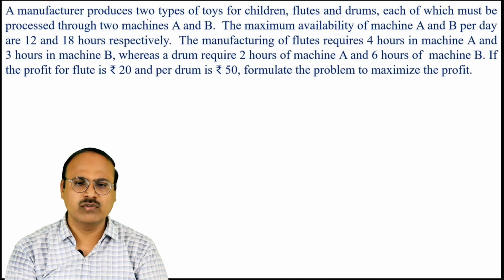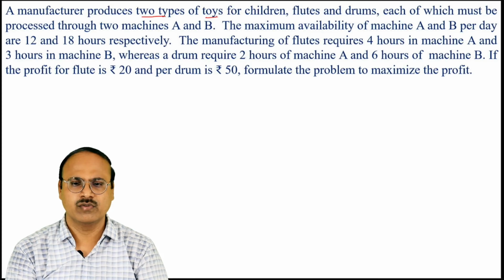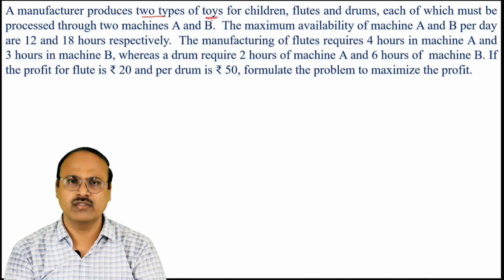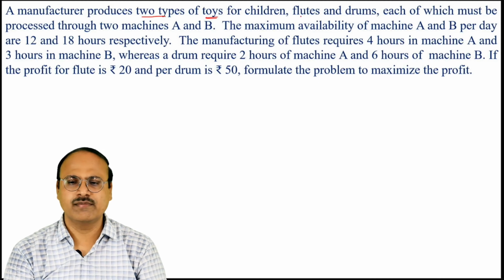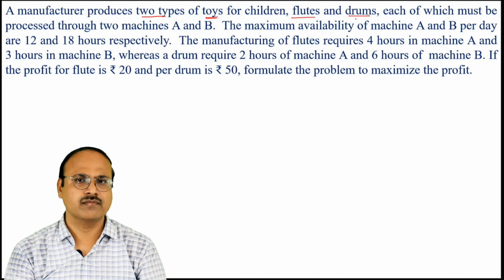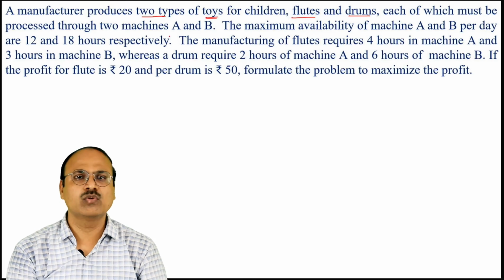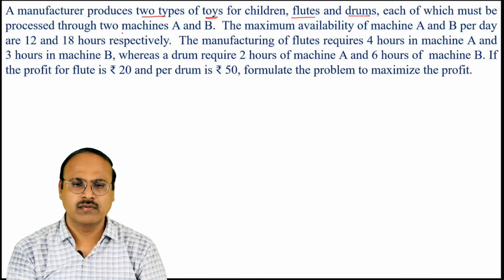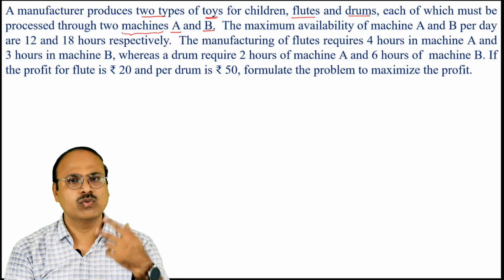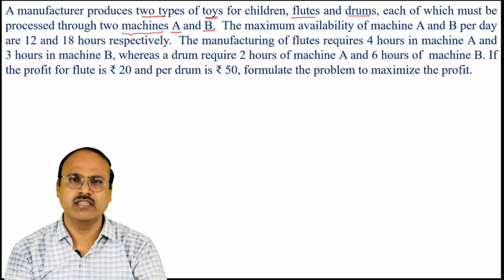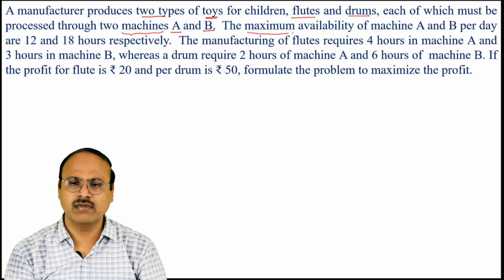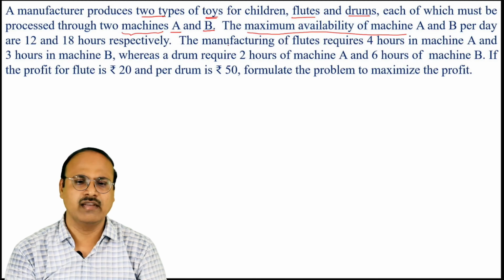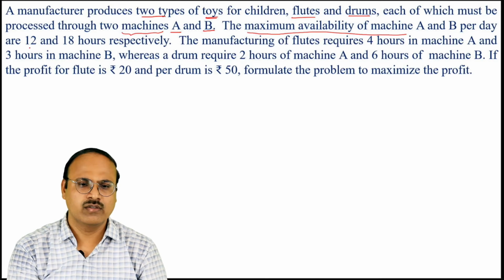A manufacturer produces two types of toys. Okay, so now there is a manufacturer who is producing toys, and there are two types of toys for children. What are those two types? Flutes and drums, each of which must be processed through two machines. So now you can see there is this machine into picture. So there are two machines, machine A and machine B. So two types of toys and two machines through which these toys are made. And here starts the condition. You can read the maximum availability of machine A and machine B per day is 12 and 18 hours.